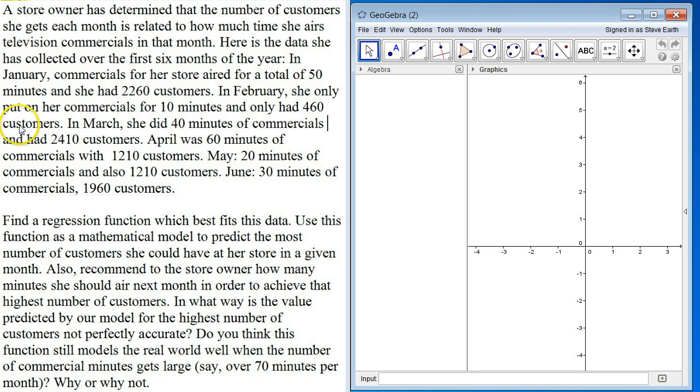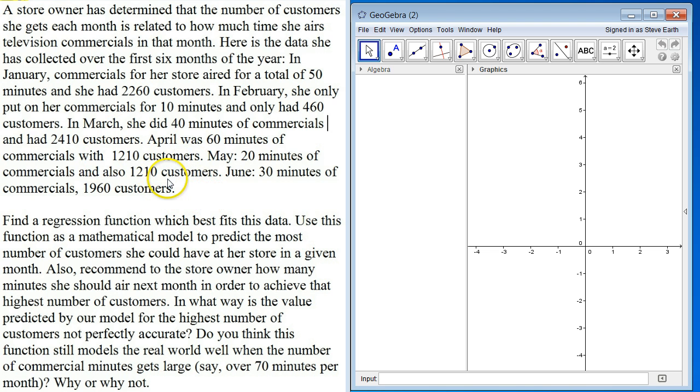In February, she put on her commercials for 10 minutes and only had 460 customers. In March, she did 40 minutes of commercials and had 2,410 customers. April was 60 minutes of commercials with 1,210 customers. May, 20 minutes of commercials and also 1,210 customers. June, 30 minutes of commercials, 1,960 customers.